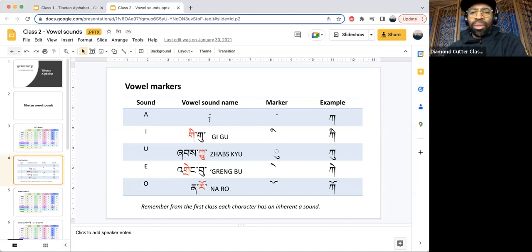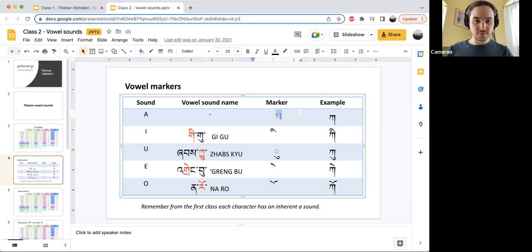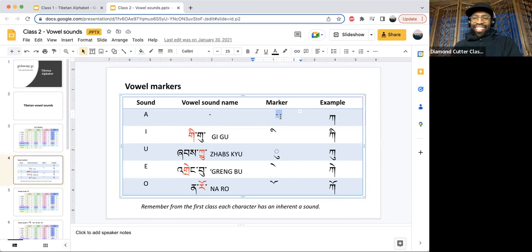Why is there no marker for the A vowel? Anyone can answer. Because it's in every letter. Yay! Pop quiz, 100%. Okay, good. So if you want to change the sound from the letter A, which is an ah sound in this language, you have to add a little marker. And there are 4 of those markers, making a total of 5 vowel sounds. Okay? So if you see no marker on a vowel and you're reading Tibetan Uchen script, it's an ah sound.